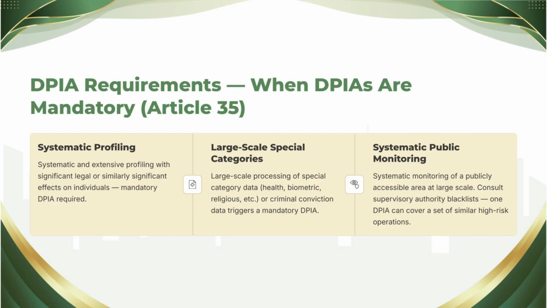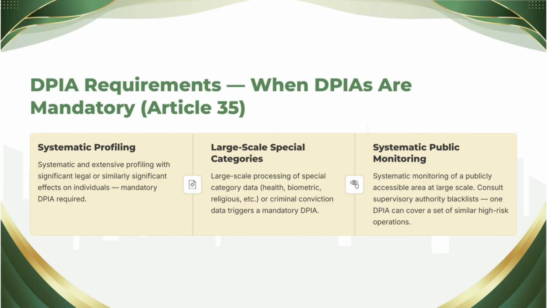Second, large-scale processing of special categories or criminal offense data. A hospital network's patient records, a national research biobank. Third, systematic monitoring of a publicly accessible area on a large scale: citywide CCTV, smart city sensor grids.